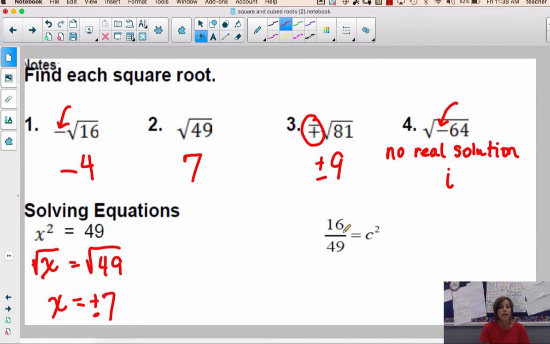In this second example, the variable is on the right. That should not matter. We're undoing the equation in the same manner, taking the square root of c squared and the square root of the numerator and the denominator on the left side. So the square root of c squared is going to be c. Square root of 16 is going to be 4. Square root of 49 is going to be 7. And we have to make sure that the plus and the minus are in front of our answer. Okay?